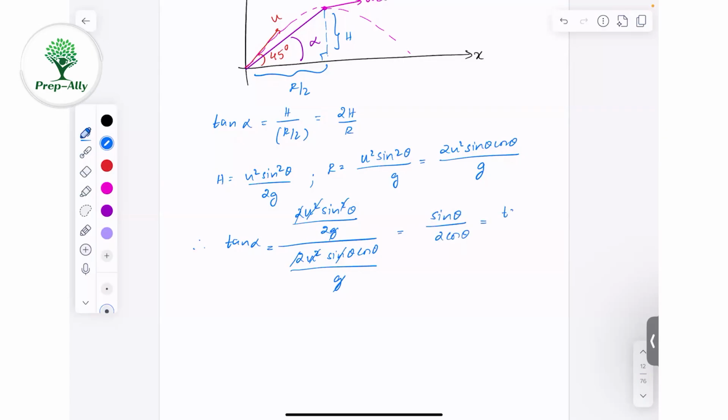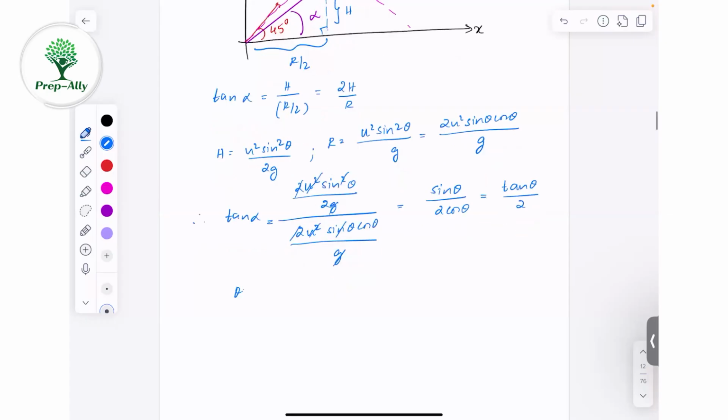But sine theta by cos theta is going to be tan theta. And here theta is 45 degree. That makes tan theta 1, tan alpha 1 by 2, which implies alpha is tan inverse 1 by 2. Okay.